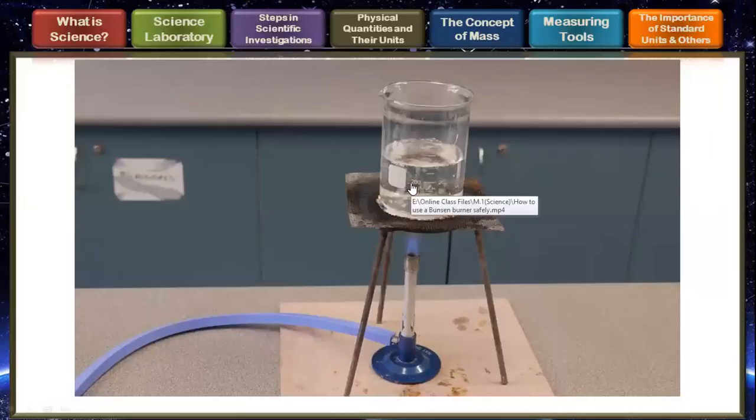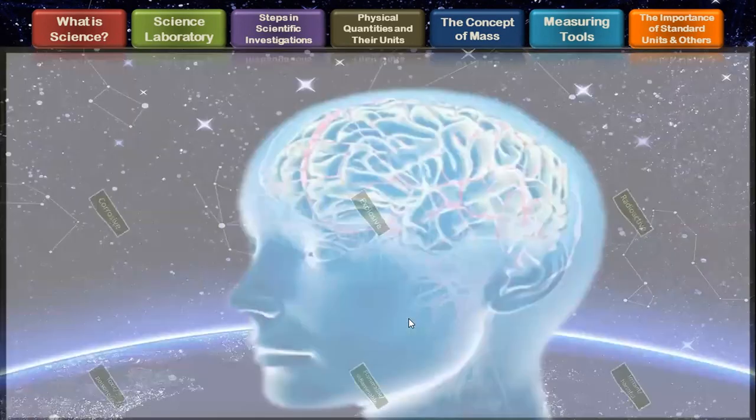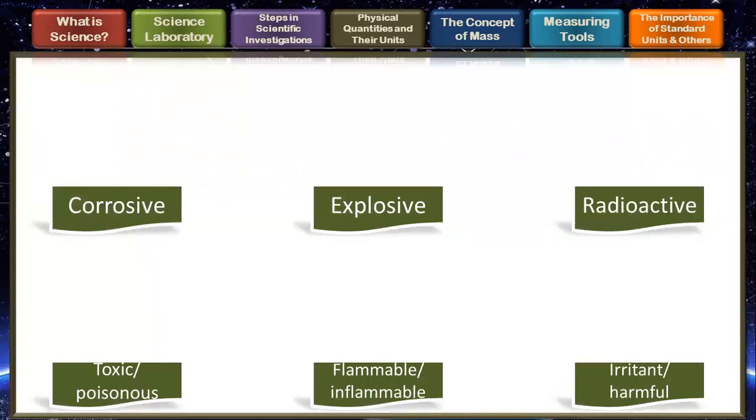Okay, so I hope it helps you to understand how to use this equipment properly. So this is the Bunsen burner. We will use that one in our experiments and performing some of the experiments in our class. So it's very important to know how to use it properly. So there are things that we have to be careful of.